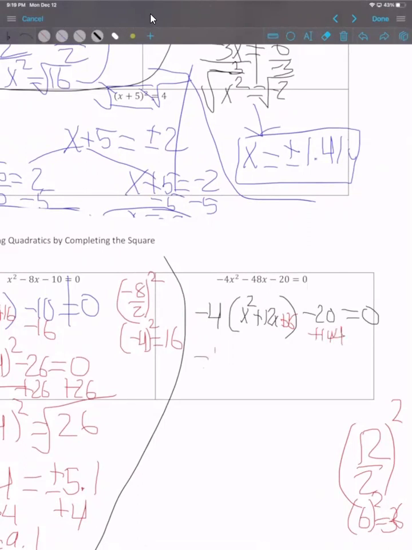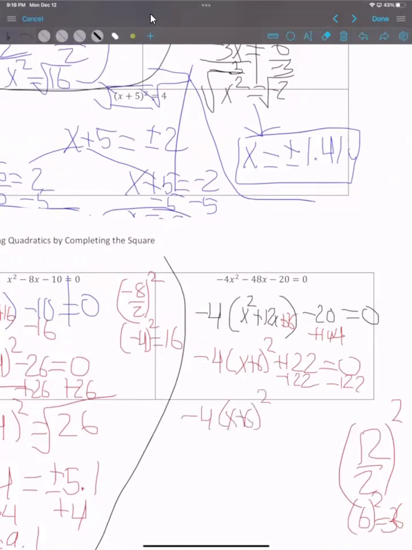If we clean this up a little bit, we'd still have that -4 times x plus 6 squared. -20 plus 144 would be 122. Now we need to clean this up. We've got to get the part up to the second power by itself, so subtract the constant over. Then divide by this -4, because you can't distribute or do anything weird. You have to divide to get rid of that.